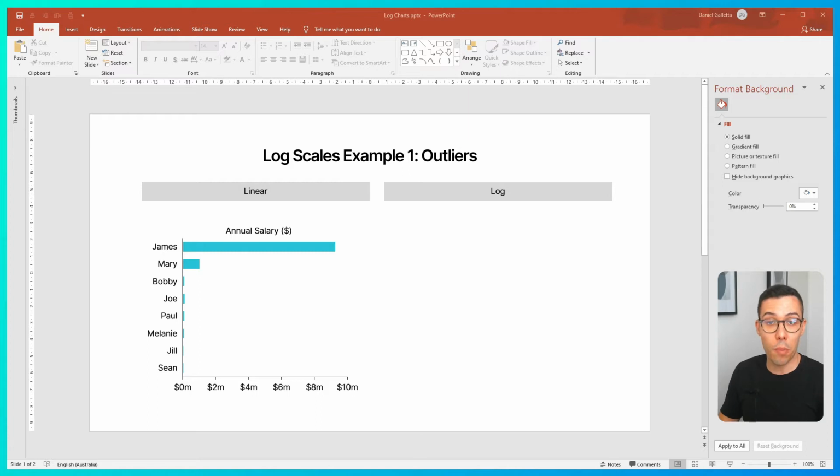So the first reason you might want to use a log scale is outliers. On the left-hand side, you can see a chart with a linear scale, and this chart shows annual salary. Now, James, he earns a lot of money. I'd say James is a CEO. He earns about $10 million a year. Mary also earns quite a bit of money, somewhere around $2 million.